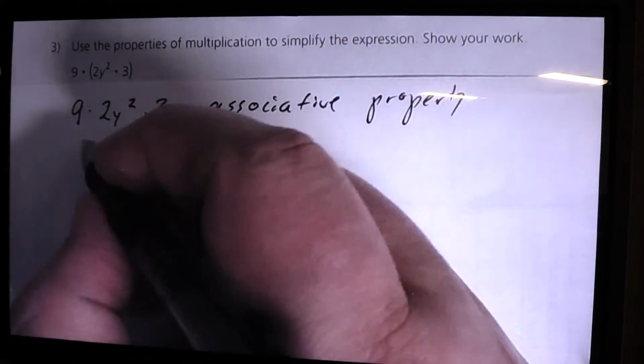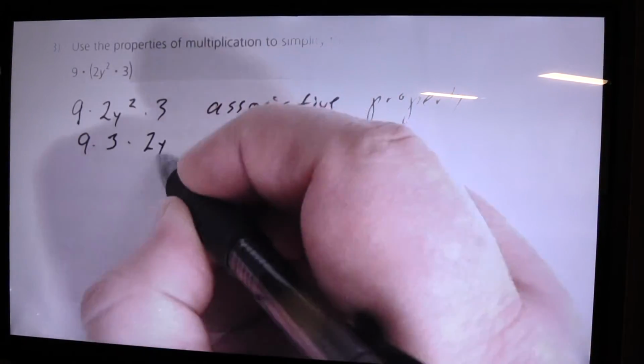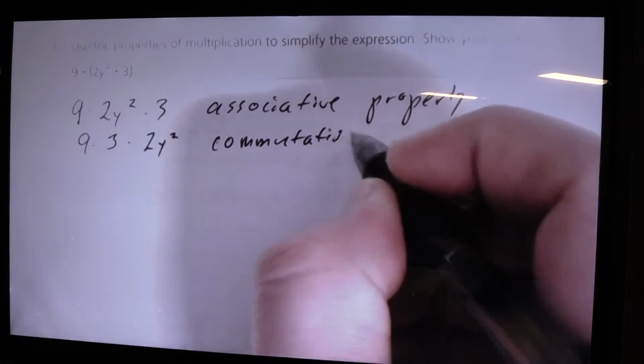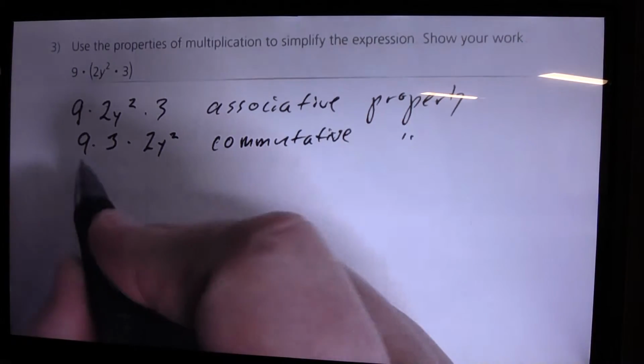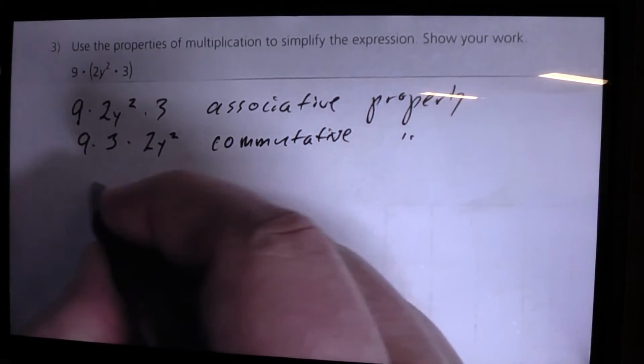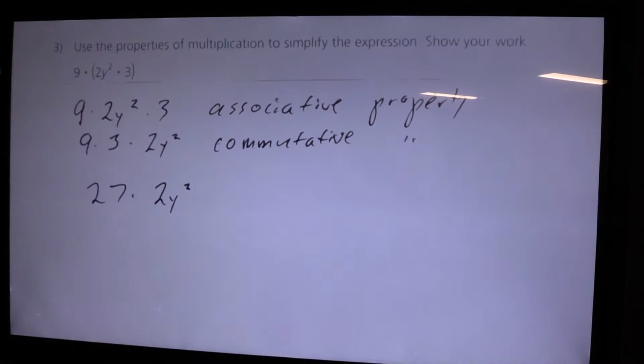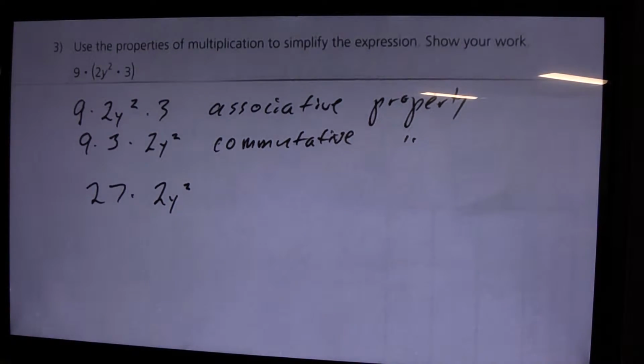So I'm going to say 9 times 3 times 2y squared, and that is the commutative property. Now 9 times 3 is 27 times 2y squared. Now this is where my students have their difficulty. They saw that 27 times 2y squared and they thought they had simplified the expression as much as they could. It is not completely simplified. There's still one more thing we need to do.